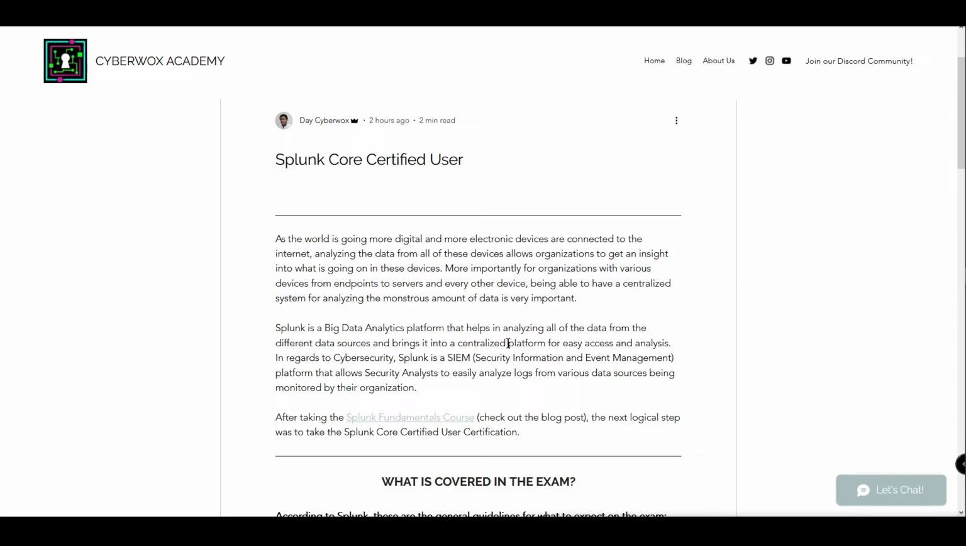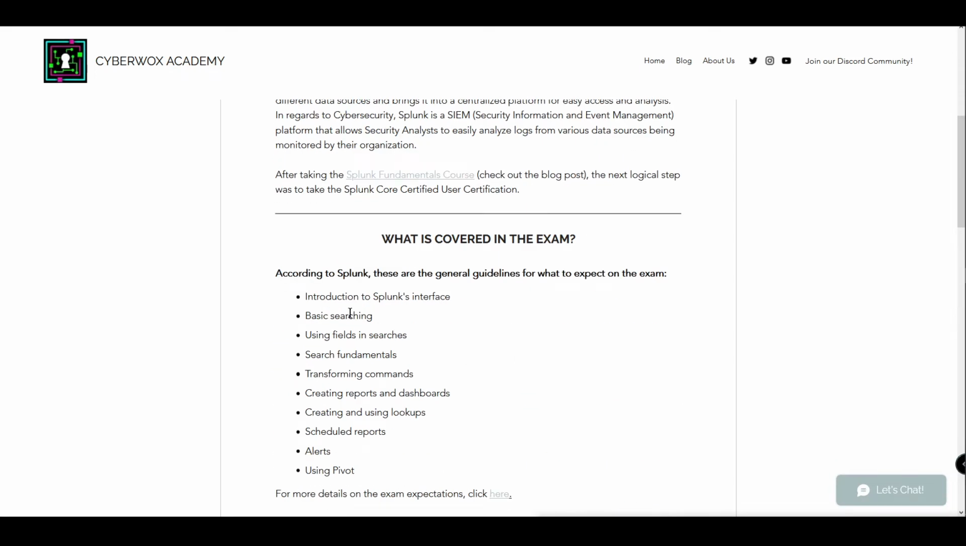So the Splunk Core Certified User is pretty much the first or second level in Splunk certifications that certify that you understand the basics of the Splunk interface, basic searching, basic Splunk fundamentals, transforming commands, reports, dashboards, alerts, and just the basics of getting around in Splunk and understanding how to find information in the logs that Splunk pulls together for analysis.